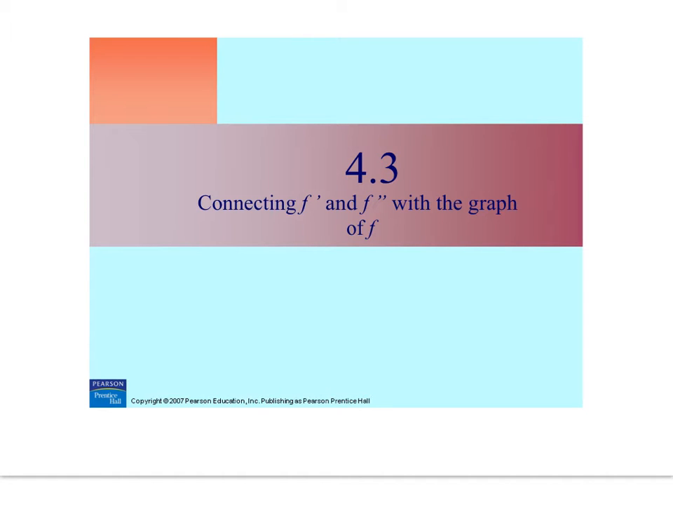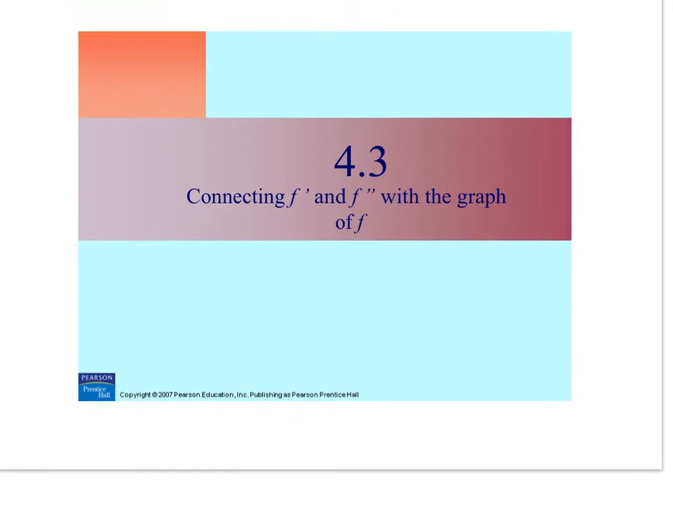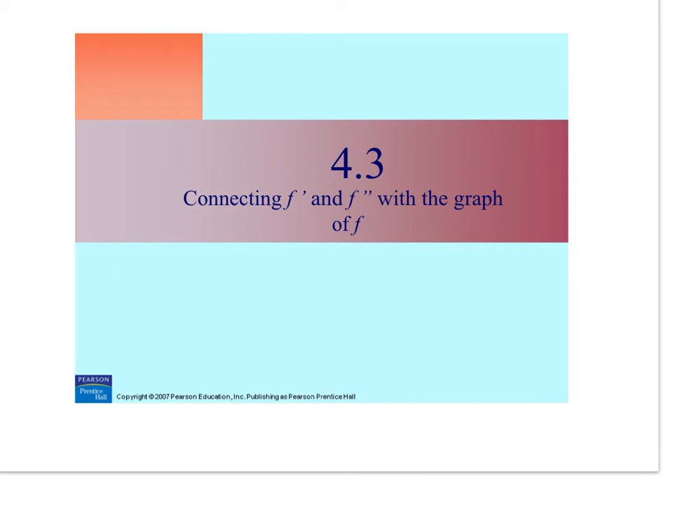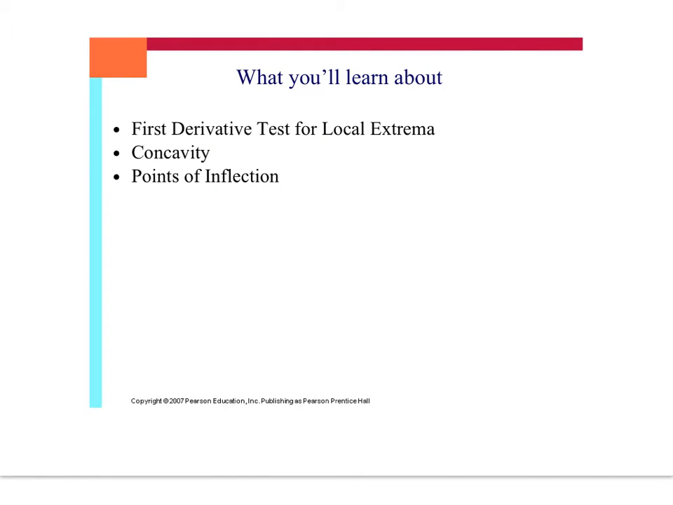Well, today we're going to be looking at a new section 4.3, and we're connecting the first derivative and the second derivative. So, the objectives are that you will be able to use the first derivative test for local extrema. We've used the candidates test, now we're introducing a new type of test. Secondly, you'll be able to use derivatives to determine concavity. And the third objective is we can use derivatives to calculate the point of inflection of a graph.